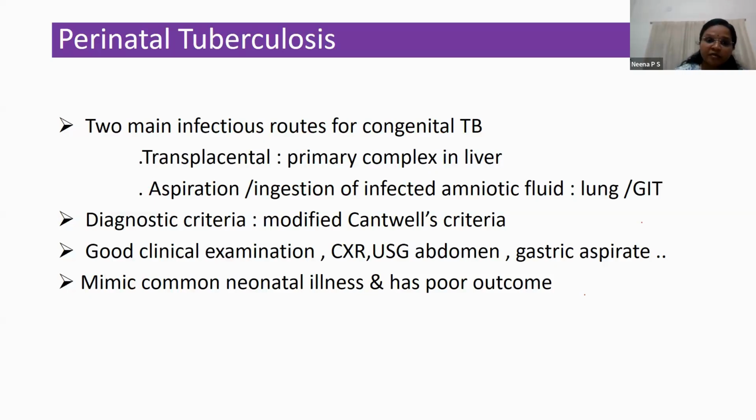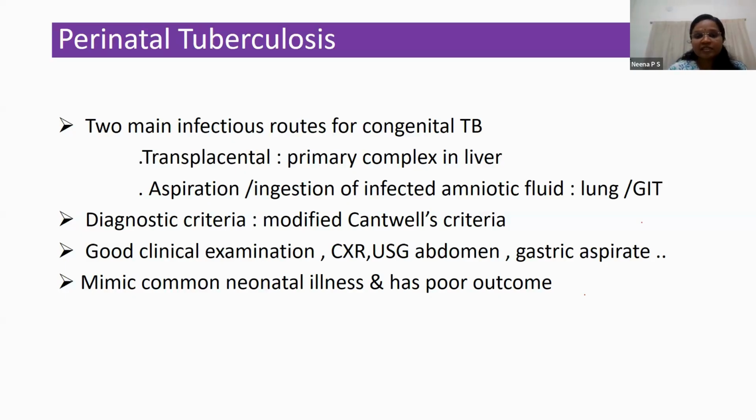And to help the diagnostic criteria, you can use the modified Campbell's criteria. That is the child getting infection in the first week of life, and there's a primary complex in the liver, and after ruling out other causes, other modes of infection. These are the general guidelines that are followed in the modified Campbell's criteria. And you need to have a good clinical examination.